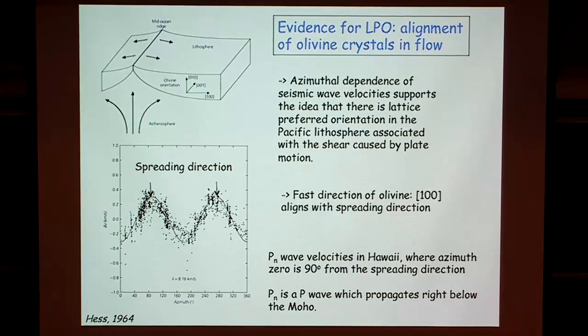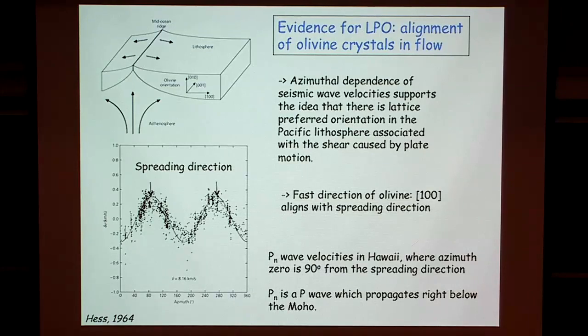One more comment, though. That's for P waves, right? Yes. The fast and the slowest correspond to the crystallographic axis. But you showed in the previous plot for olivine for S, that's actually not corresponding to the crystallographic axis, right? Right. So it's oblique to the axis. Yes. So there are other complications.